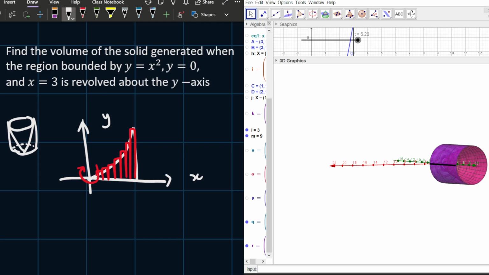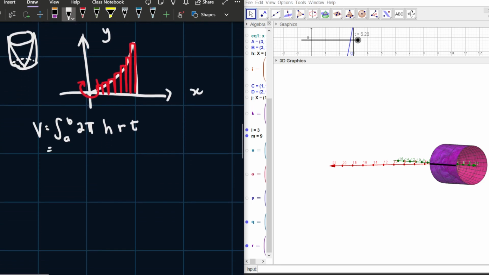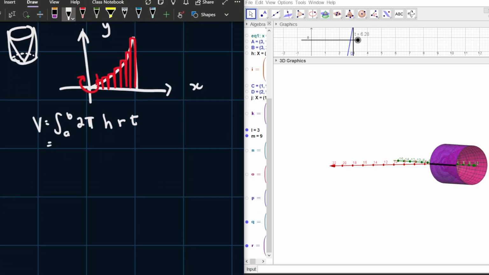Okay, again, the volume is given by definite integral from a to b 2 pi, ang height, radius, thickness. Okay, since we're going to integrate using vertical strips, yung limits of integration natin would be yung limits sa x-axis. So, definite integral from 0 to 3, 2 pi. So, yung thickness natin would be delta x.